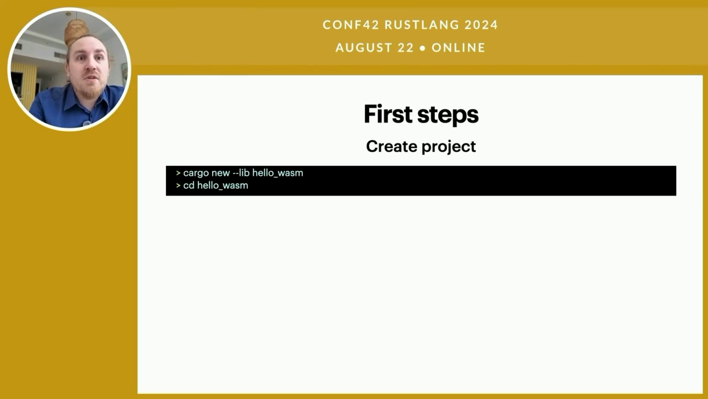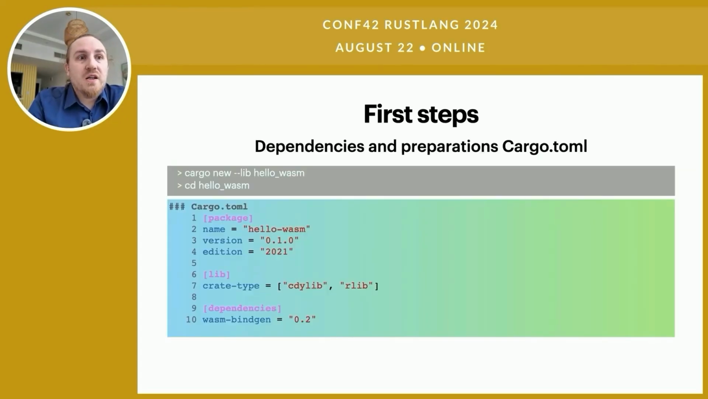And let's start. Now we can get on with the project itself. Create a hello-wasm library and create a directory. Here we need to specify the type of library. It doesn't work without it. And add wasm-bindgen to the dependencies. The current version is 0.2.